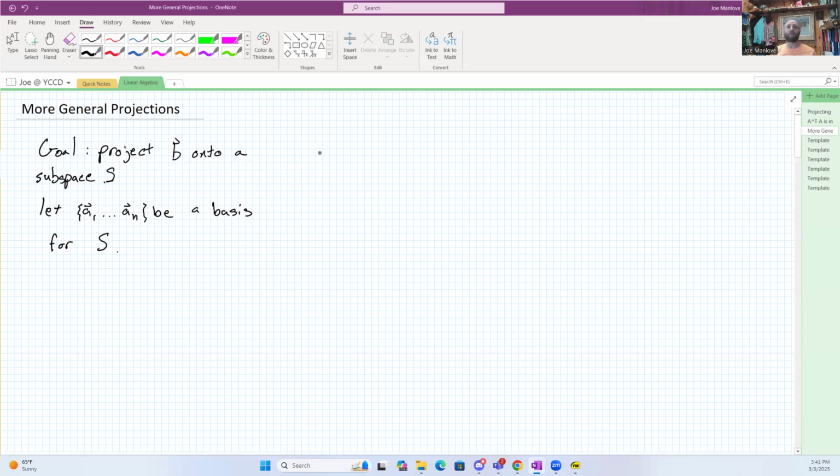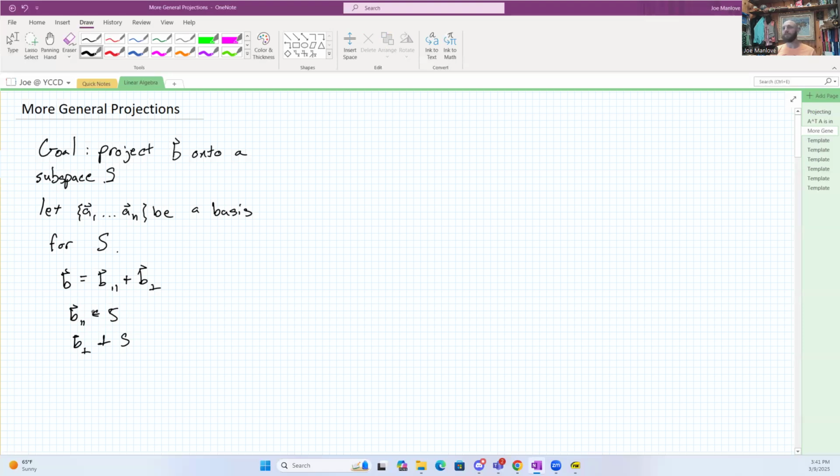So my first deal is I'm going to write down what it means for B parallel to exist. My goal is to have my vector B be a B parallel bit, that's going to be in the subspace S, and a B perpendicular bit, that's going to be perpendicular to the subspace S. So B parallel is in S, and B perpendicular is perpendicular to S. I'm going to follow the same thought that we did before.